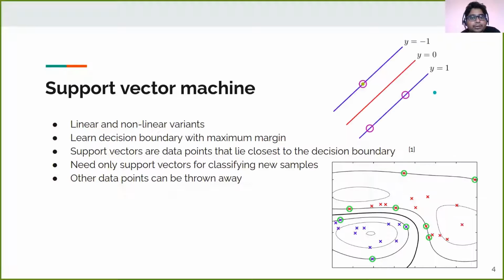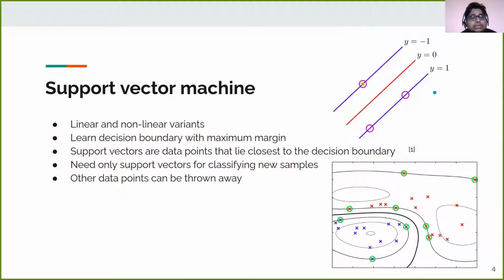In real life, not all data sets can be separated by linear classifiers. We need more complicated classifiers. One of the non-linear classifiers is the support vector machine. Yes, the support vector machine is also linear. It has a linear variant as well, but also non-linear variants for learning non-linear curves.